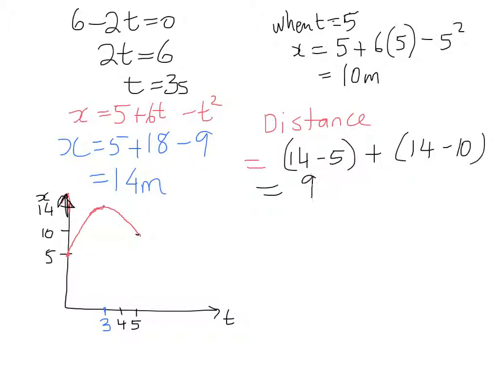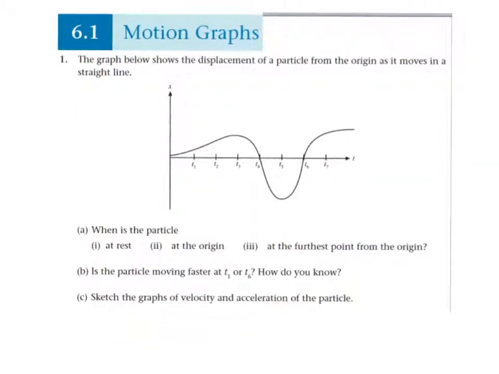Okay, so you can see there's 9 metres when it's moving to the right, and it's moving to the left for 4 metres, so the total distance travelled is 13 metres. Alright, now on the worksheet that you've got, let's have a look at the first question there.